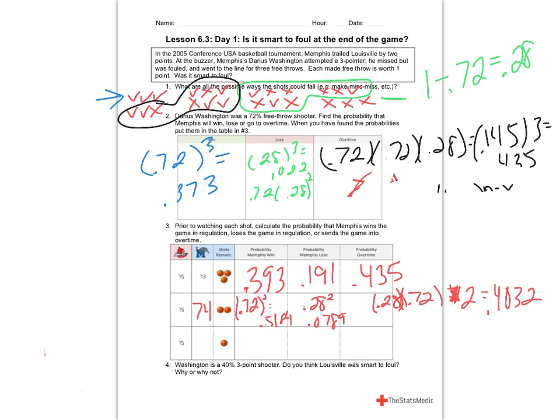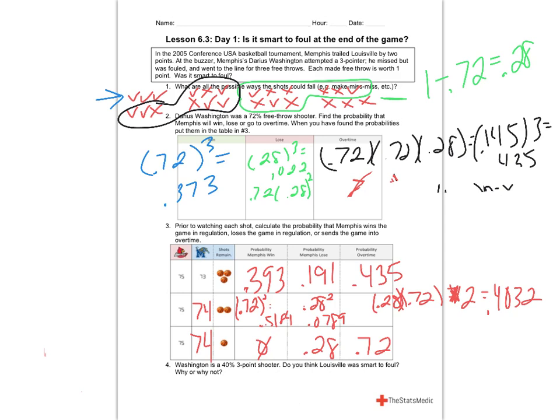So now he takes his second shot, right? So he takes the second shot and he misses. So they're at 74-75. So the probability Memphis can win now is 0. He only has 1 shot left, so they cannot beat them. The probability Memphis loses now changes to 0.28, because what if he misses? And the probability that they go to overtime and he ties it is 0.72, that he's going to make this shot.